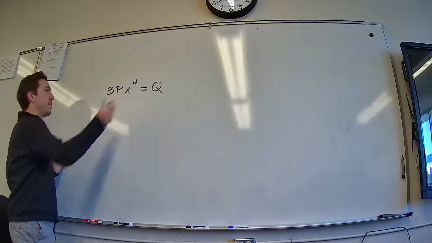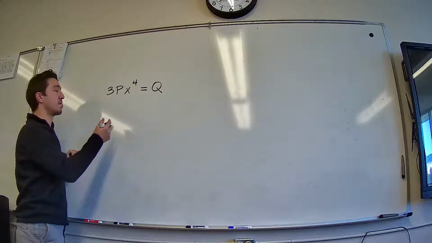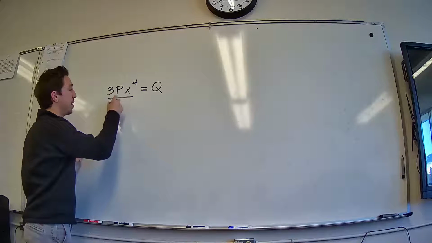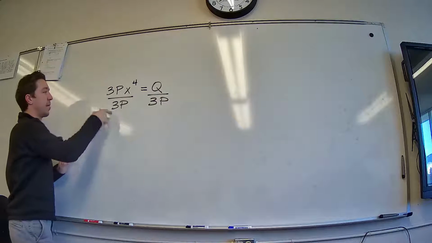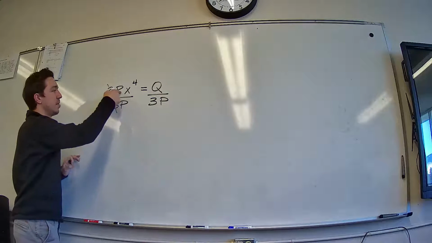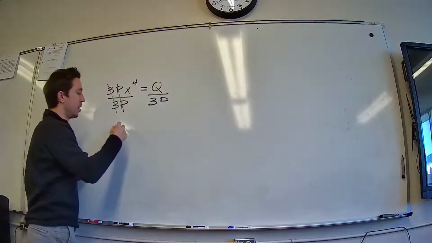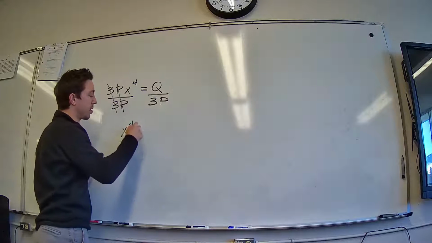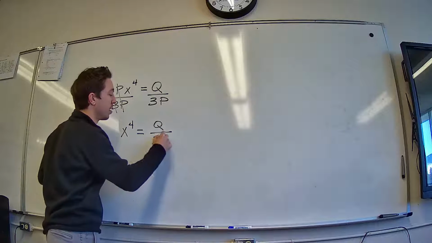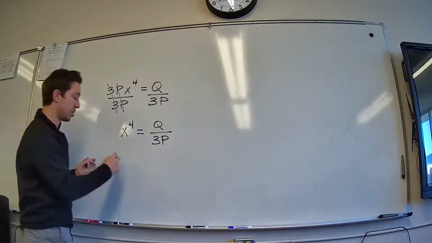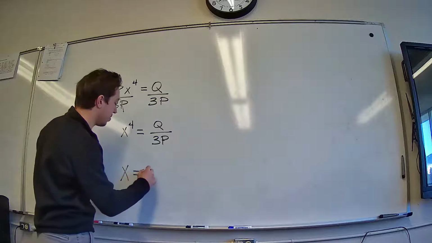So what should be my first step to solving for x? Divide by 3p. Very good. So 3 divided by 3, 1. P divided by p, 1. And so what I have left over is x to the fourth equals q divided by 3p. Now what? Take the fourth root.